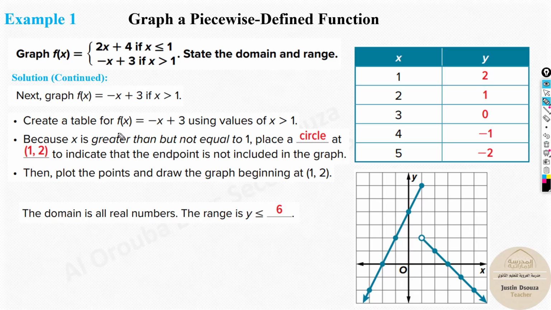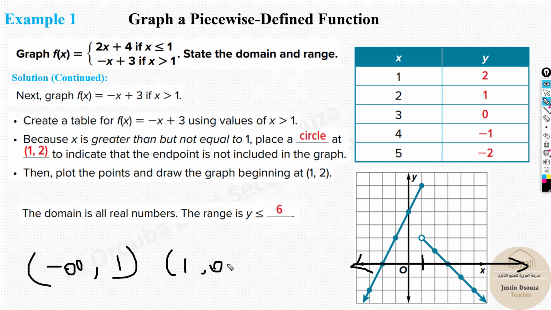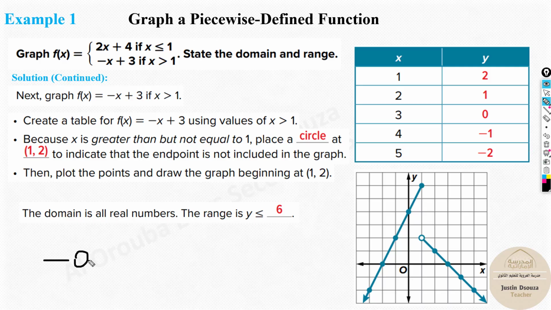Now, there is one more thing which you must carefully look into. That is the domain. What is the domain? Domain doesn't stop here. See, domain is all x values, right? Don't think, okay, should I write minus infinity to 1 and then 1 to infinity? No. Can you see over here, 1 is included in this graph. So you must make sure you write all real numbers. It's from minus infinity to positive infinity, or you can just write all real numbers.